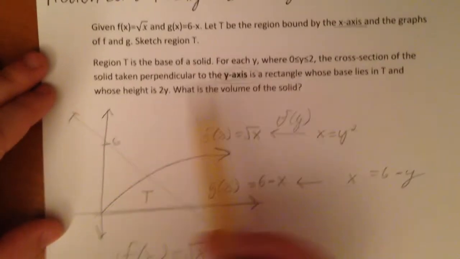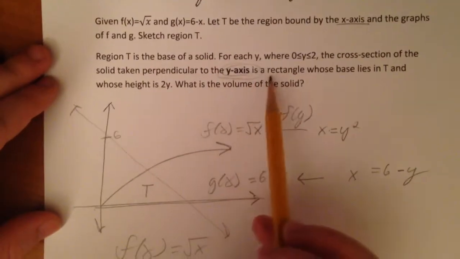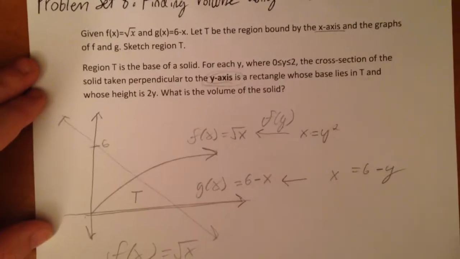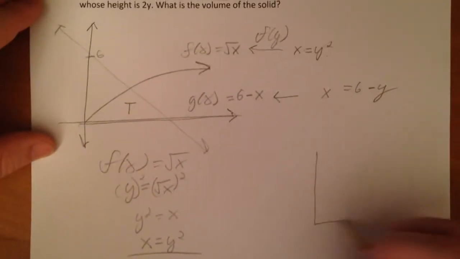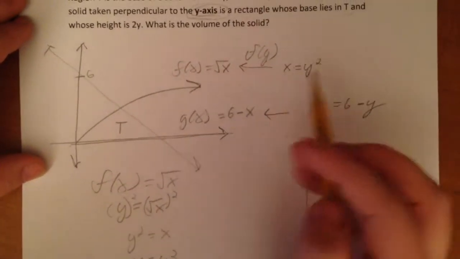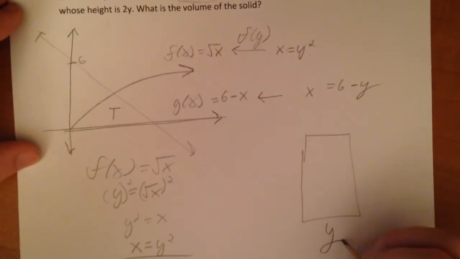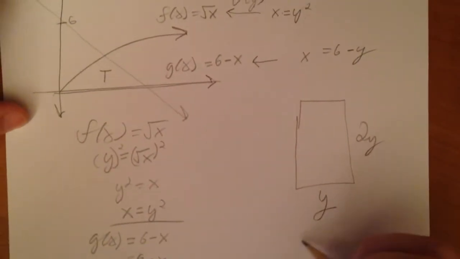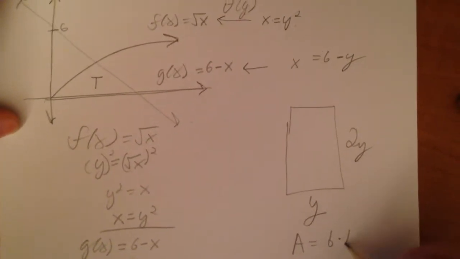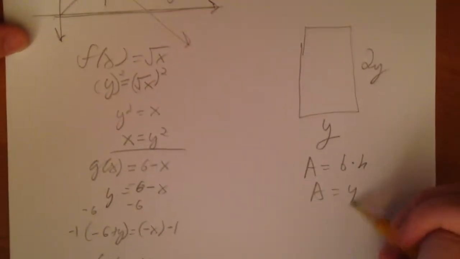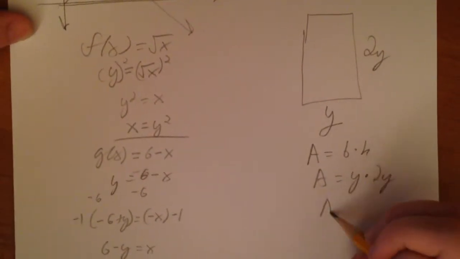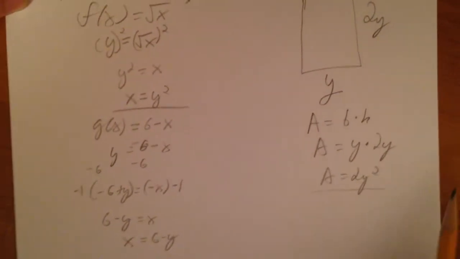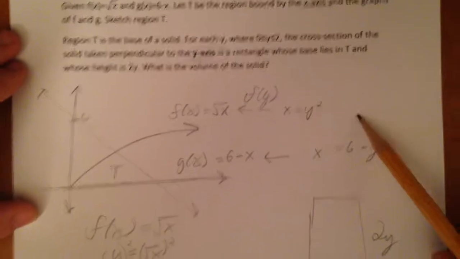And we know that the solid taken perpendicular to the y-axis is a rectangle whose base lies in T and whose height is 2y. So our rectangle looks like this, right? And our base lies in T. So our base itself is going to be the y, and our height is 2y. Now we need to find the area of this rectangle. We know the area is equal to base times height, so area would be equal to y times 2y. In this case, area is equal to 2y squared. So great, we have our formula for the area, and we have our functions in terms of y.